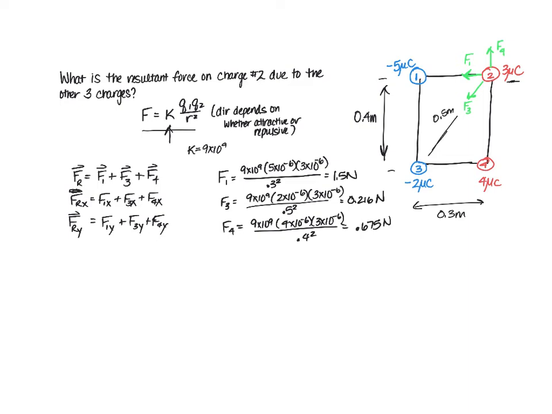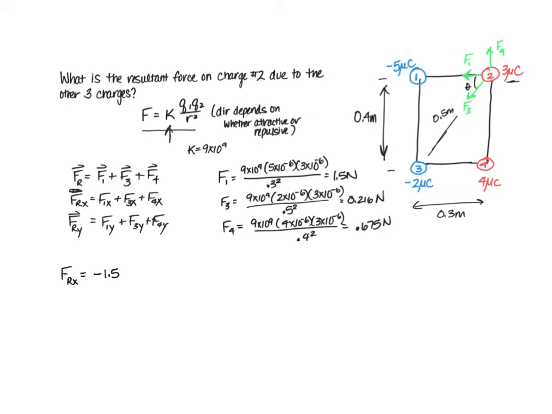Now, when I want to find the total x components, I'm going to be looking at the x component of F1. Well, F1 is totally in the x direction, so this is just minus 1.5. Now I'm using my picture to give the correct sign to these components. Because F1 pointed to the left, I make it negative.